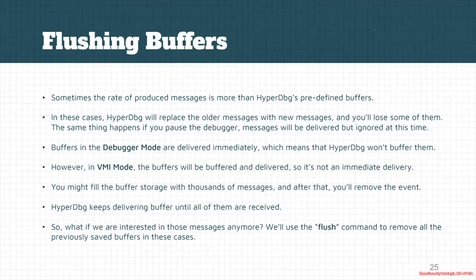The thing about flushing buffers is that sometimes the rate of the produced messages is more than HyperDbg's predefined buffer. For example, HyperDbg defines some buffers. You can change it in the source code if you want, but these buffers might generate thousands or even hundreds of thousands of messages, and all of them are stored in the buffers to be delivered. Whenever a new item is added to the buffer and there is no empty place to save it, the oldest messages start to be replaced by the new ones.